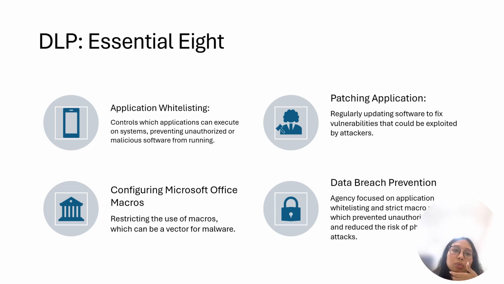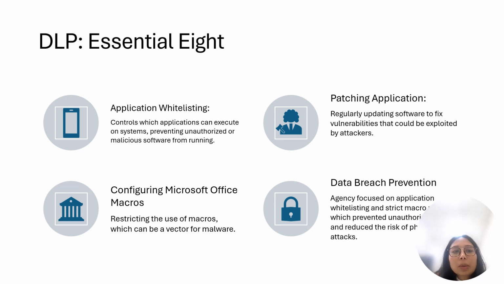Regularly updating software to fix vulnerabilities and timely patching help prevent data breaches. Patching applications is another critical aspect of DLP. Outdated software often contains vulnerabilities that attackers can exploit. By keeping the software up to date, organizations can significantly reduce the risk of data breaches. This strategy is particularly important in sectors like finance, where the cost of a data breach can be substantial.